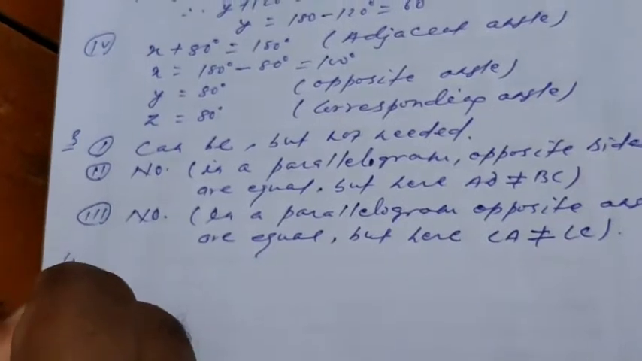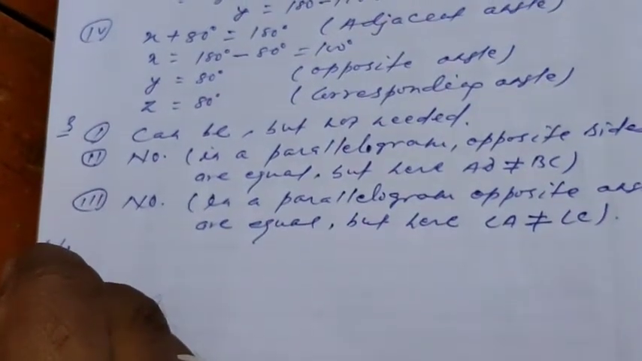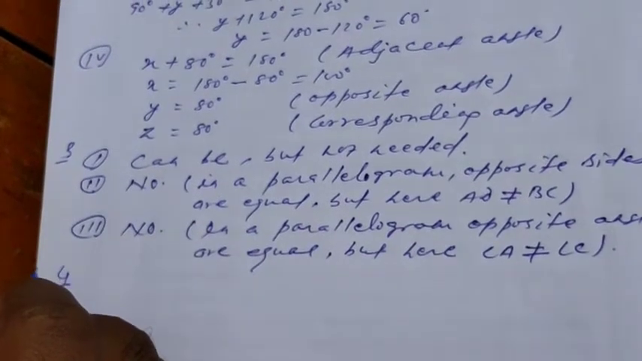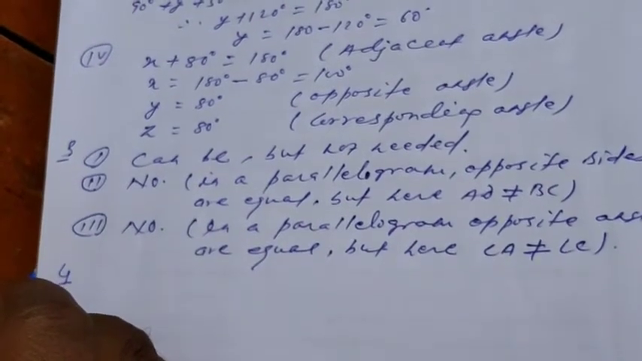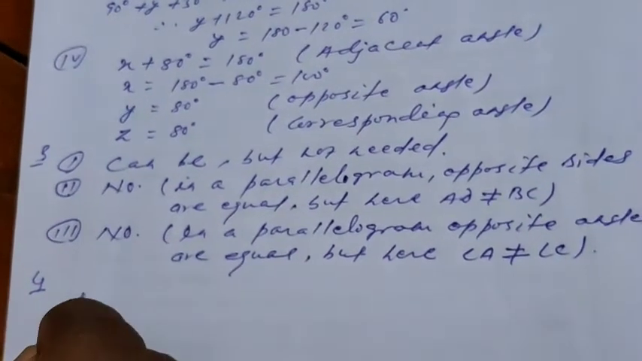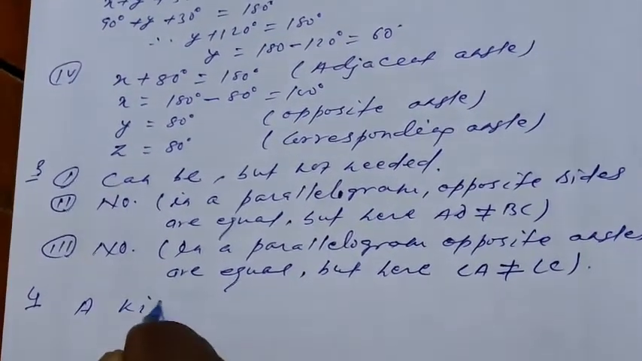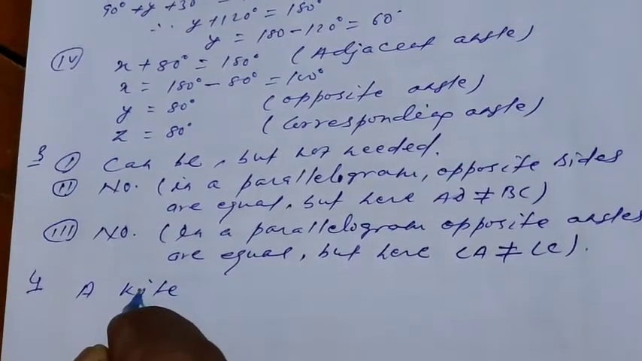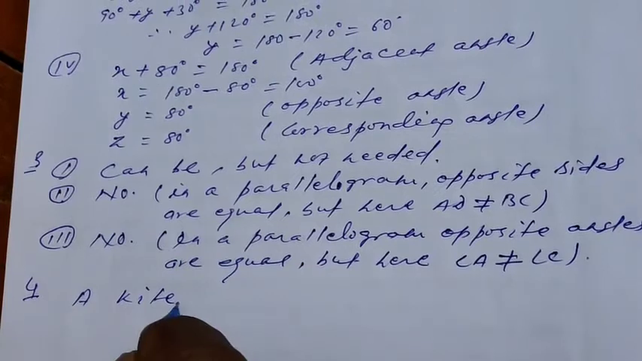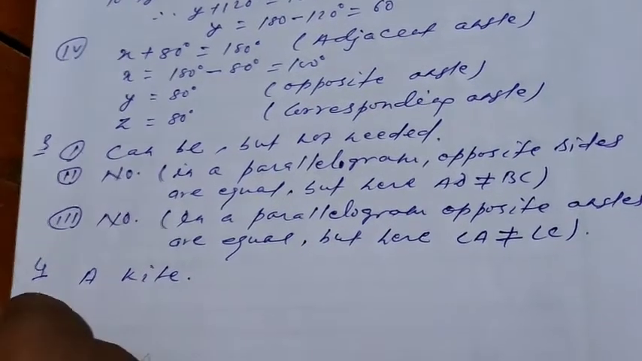Now 4. In question number 4, draw a rough figure of a quadrilateral that is not a parallelogram but has exactly two opposite angles of equal measure. Yes, this will be a kite. Your answer will be a kite, since a kite is not a parallelogram and its one pair of opposite angles are equal. Okay.